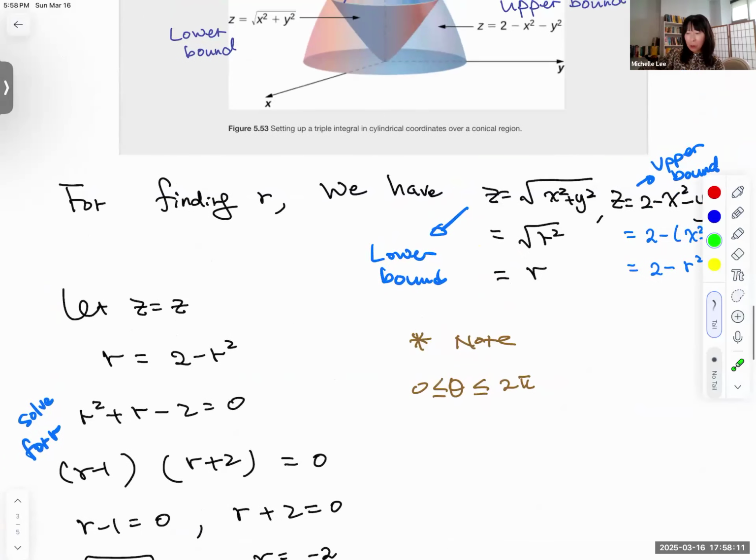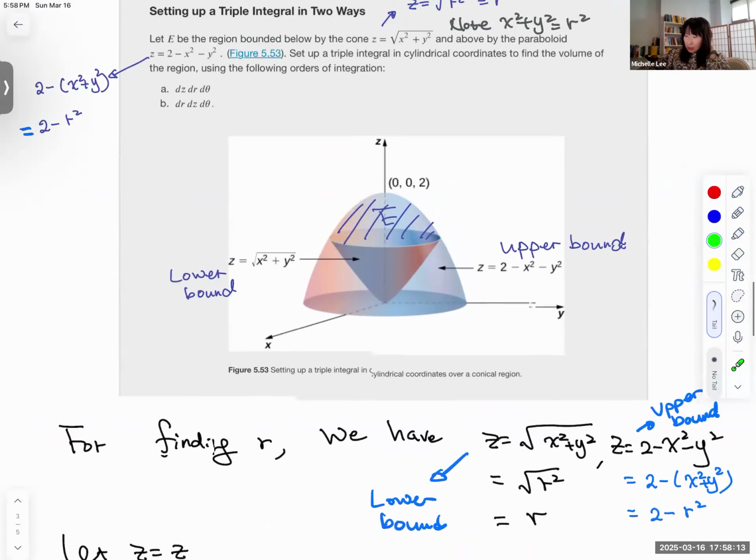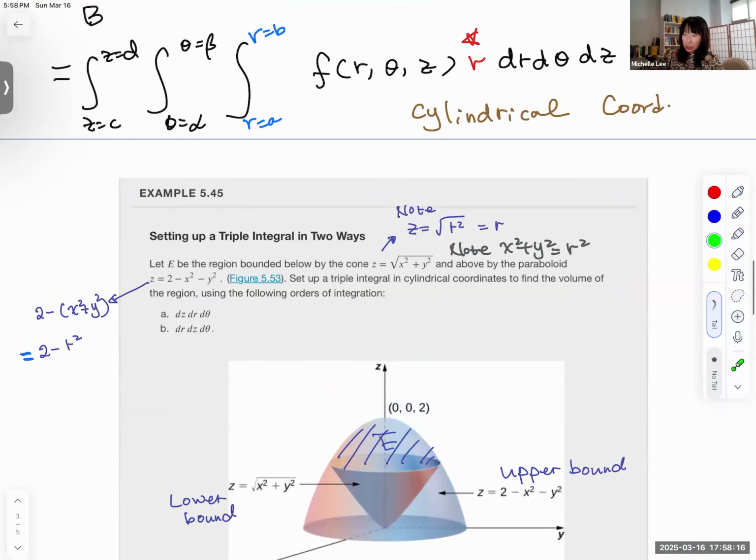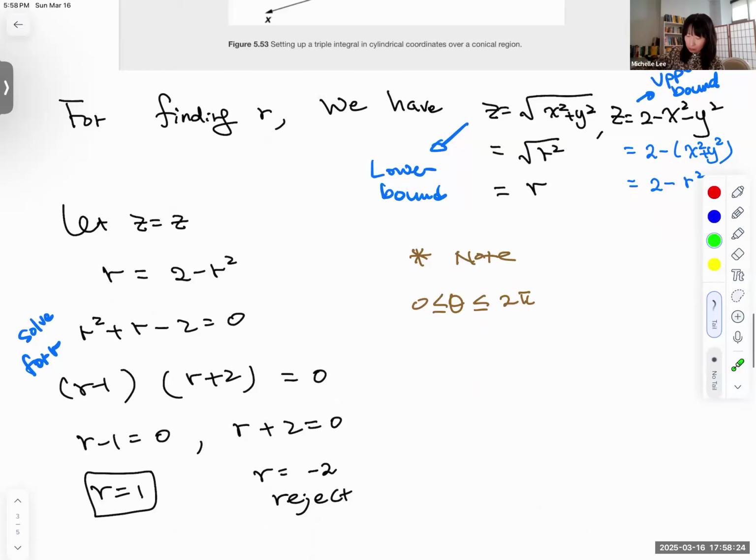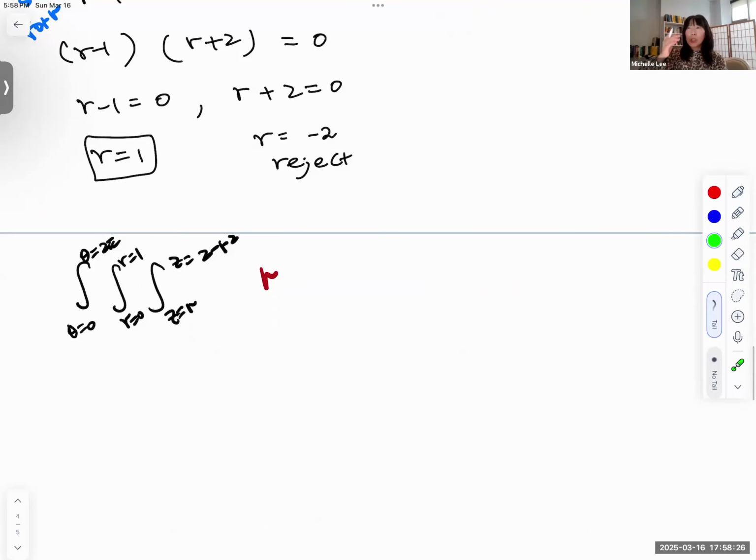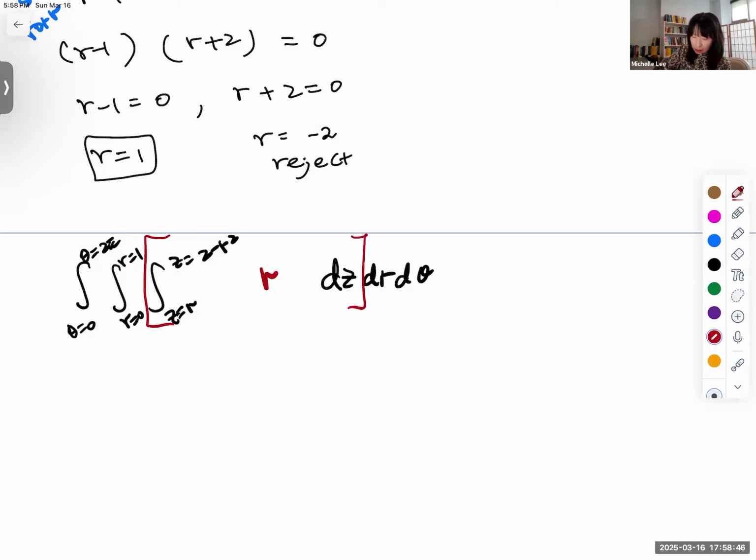Then by the formula, we have to insert r dr d theta dz, yeah? So dr, but then we follow this limit, right? Okay, so dz first in this case, and dr second, and d theta. Yeah, okay. Now let's integrate with respect to z.